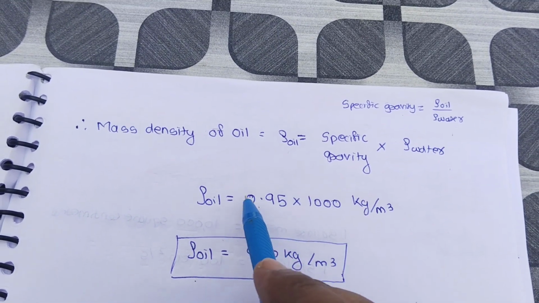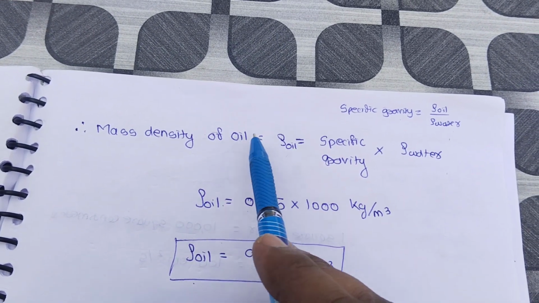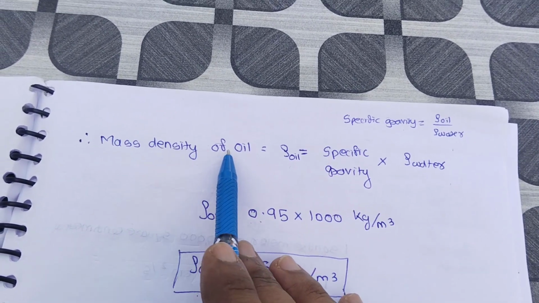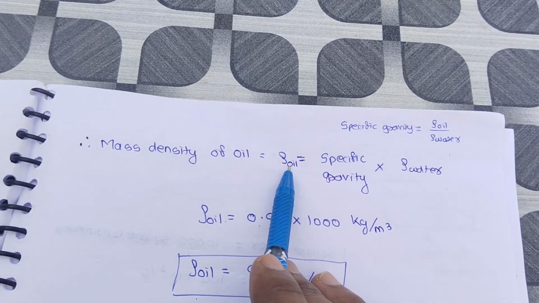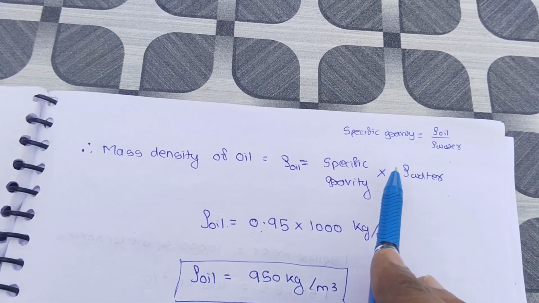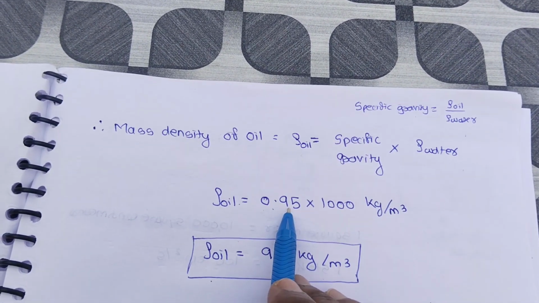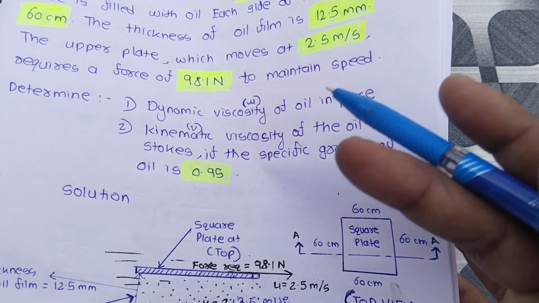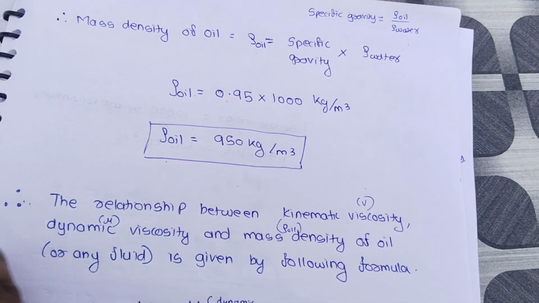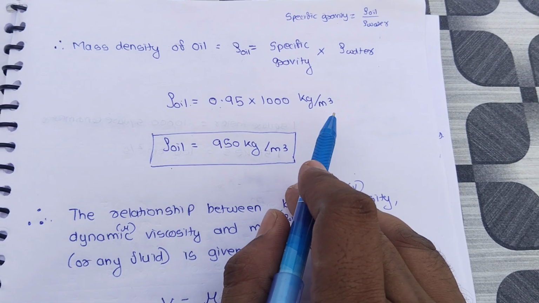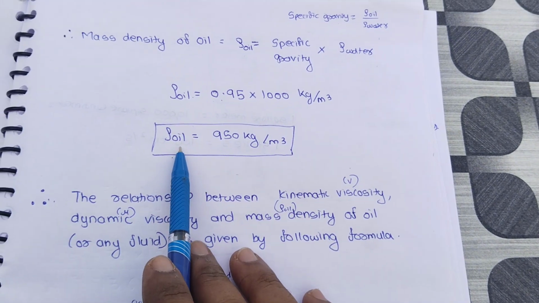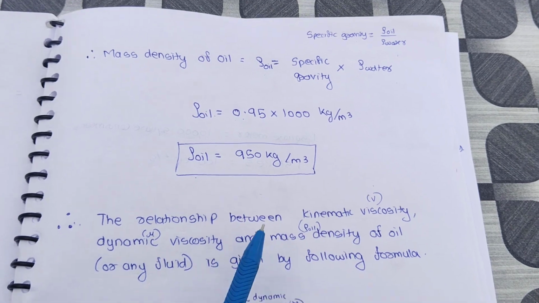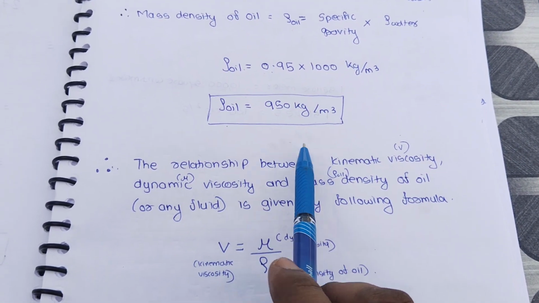So the mass density of oil is equal to specific gravity into density of water. Specific gravity 0.95 is given in the question, and 1000 kg per meter cube. So density of oil is equal to 950 kg per meter cube. We have found the mass density of oil.